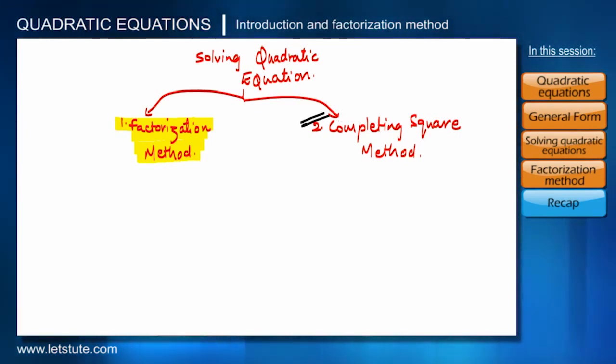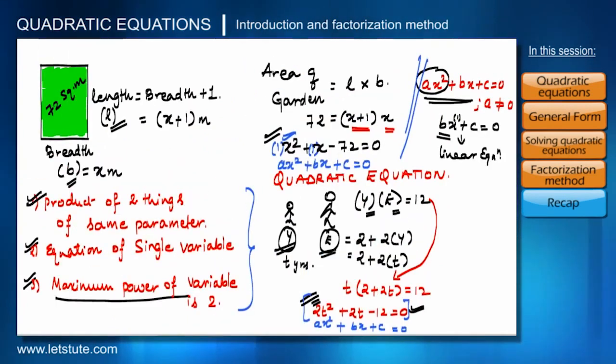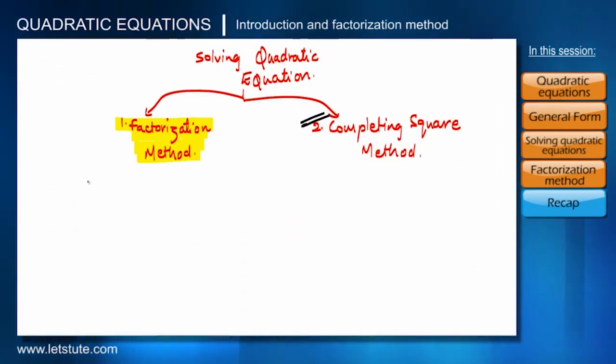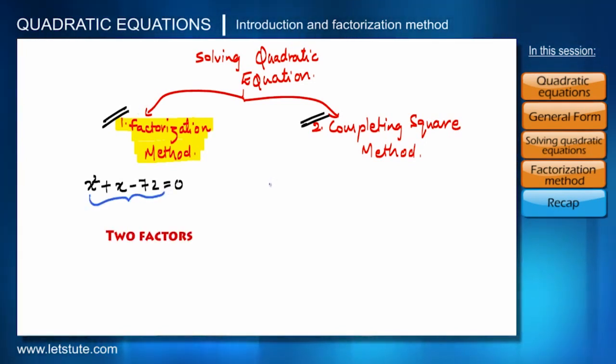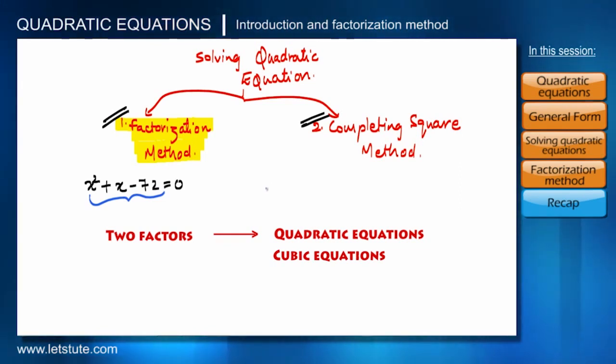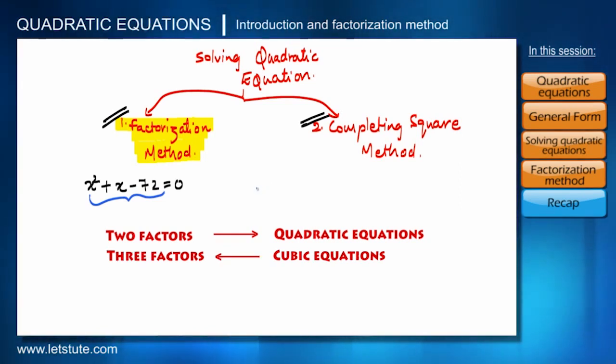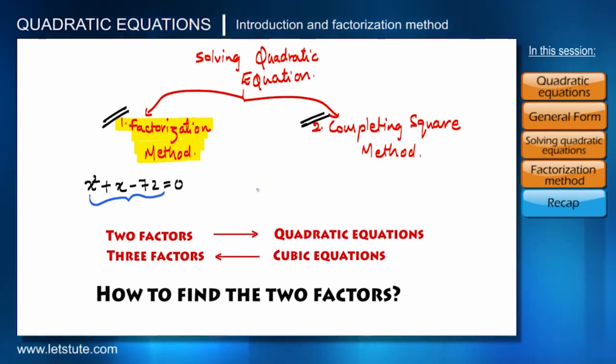So let's take any one quadratic equation from the above examples. Let's take the quadratic equation related to the area of the garden. The equation was x square plus x minus 72 equal to 0. According to this method, we have to convert this left hand side into two factors. Now the question is why two factors? Because it is a quadratic equation. If it was a cubic equation, we would require three factors. Now the question is how to find those two factors.